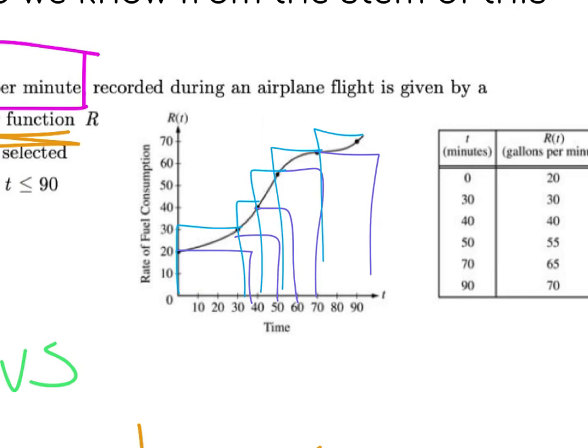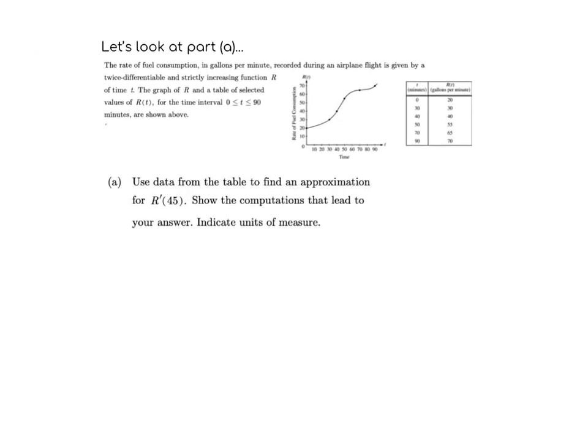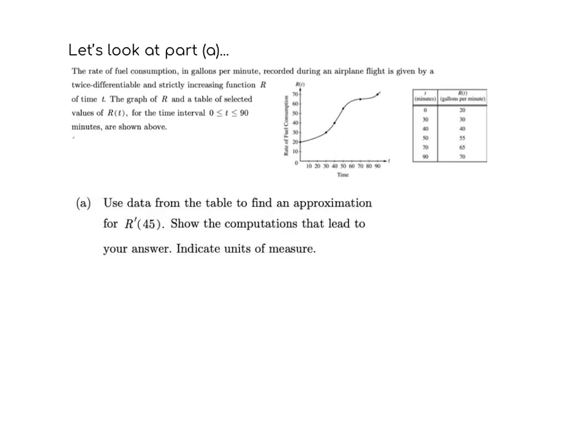So as soon as you read a question, you should start pondering, okay, how is this useful? What do I do? What can I use? And so I've done some of that. Now let's look at the first question. Now the first question says, use the data from the table to find an approximation for r prime of 45.